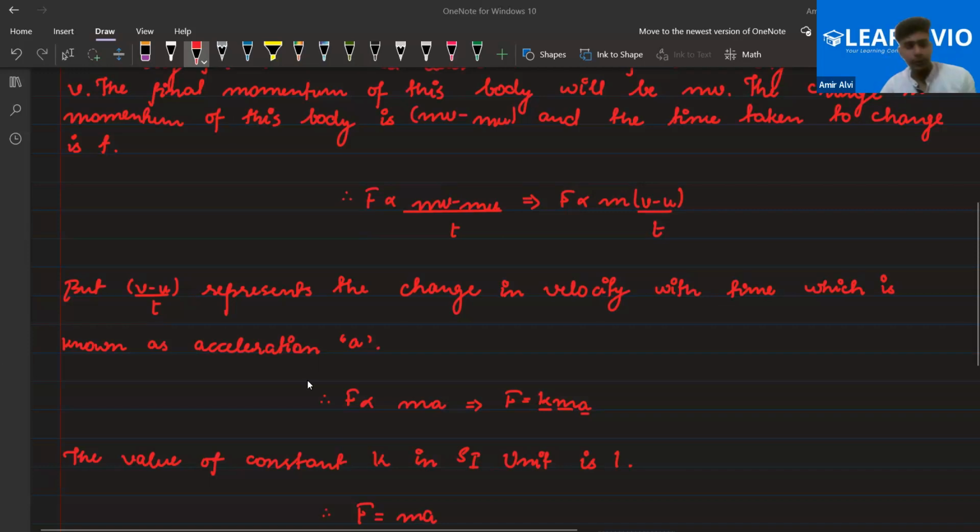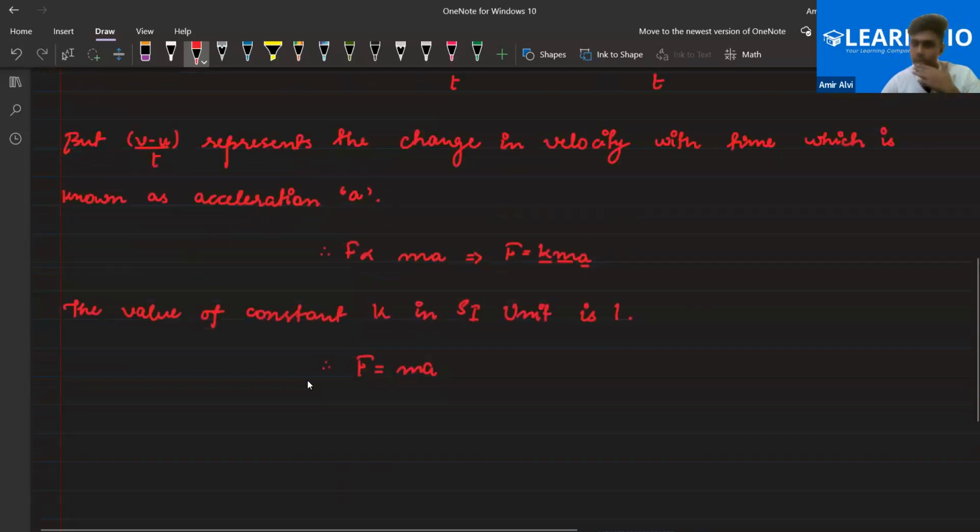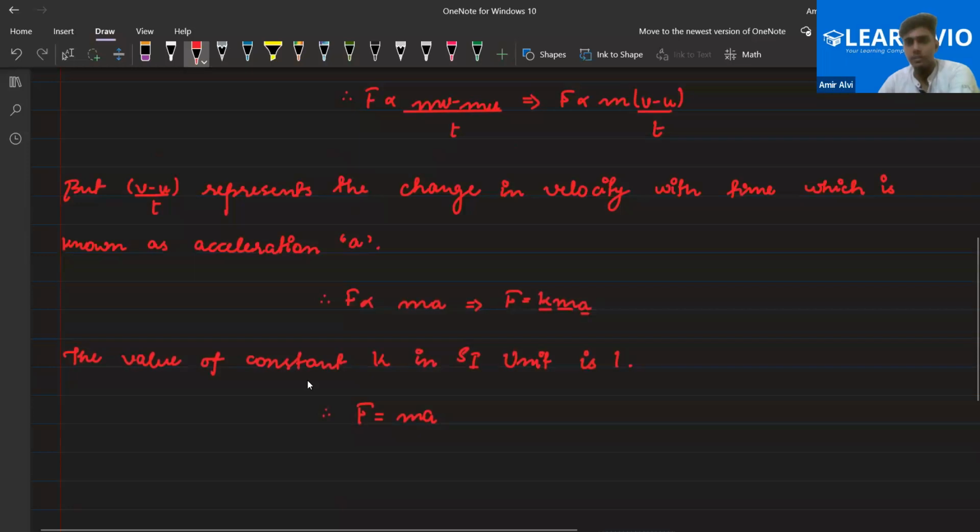ओके एवरीवन, थैंक्स सो मच फॉर वेटिंग. ओके सो सर एफ इज सर ओके इक्वल्स सर ओके अच्छा ठीक ठीक ठीक दिस लिखो आप.